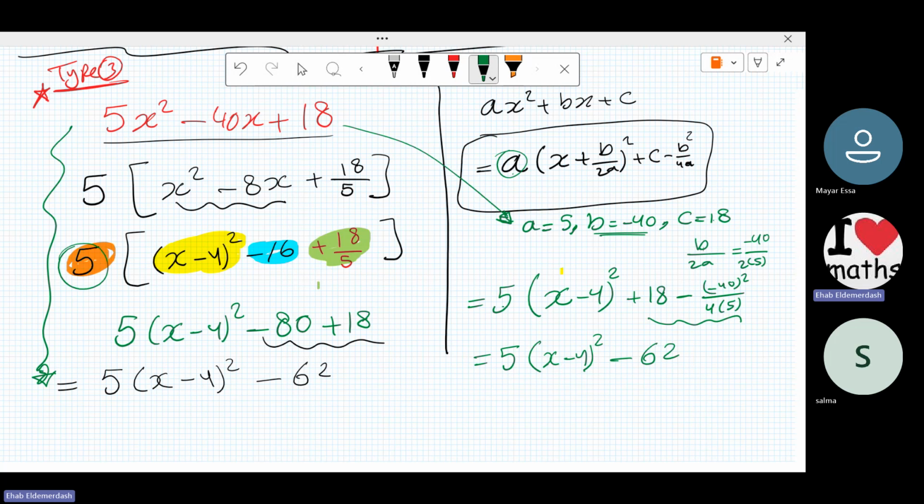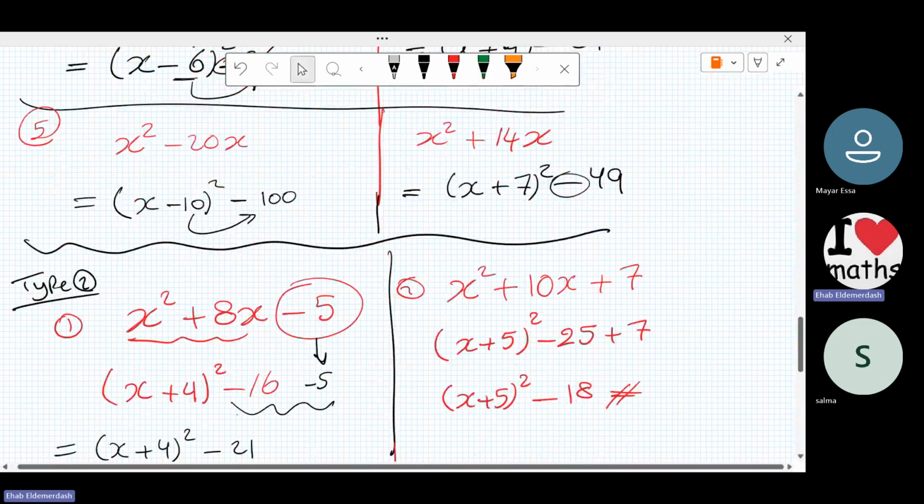Practicing means what? It's just like applying the values. I have here b over 2a. Who is b? Minus 40 over 2a, which is 2 times 5. So minus 40 over 10, which gives negative 4, and that is what I put here.